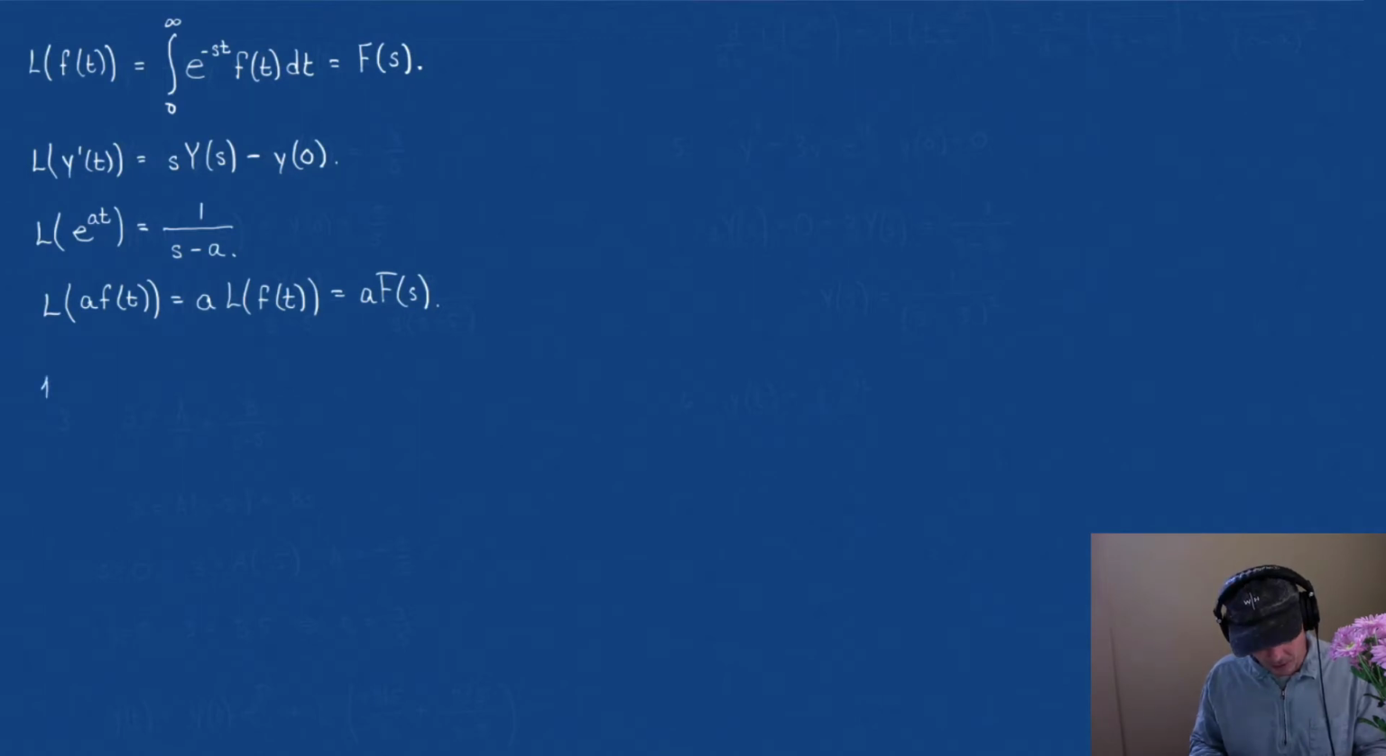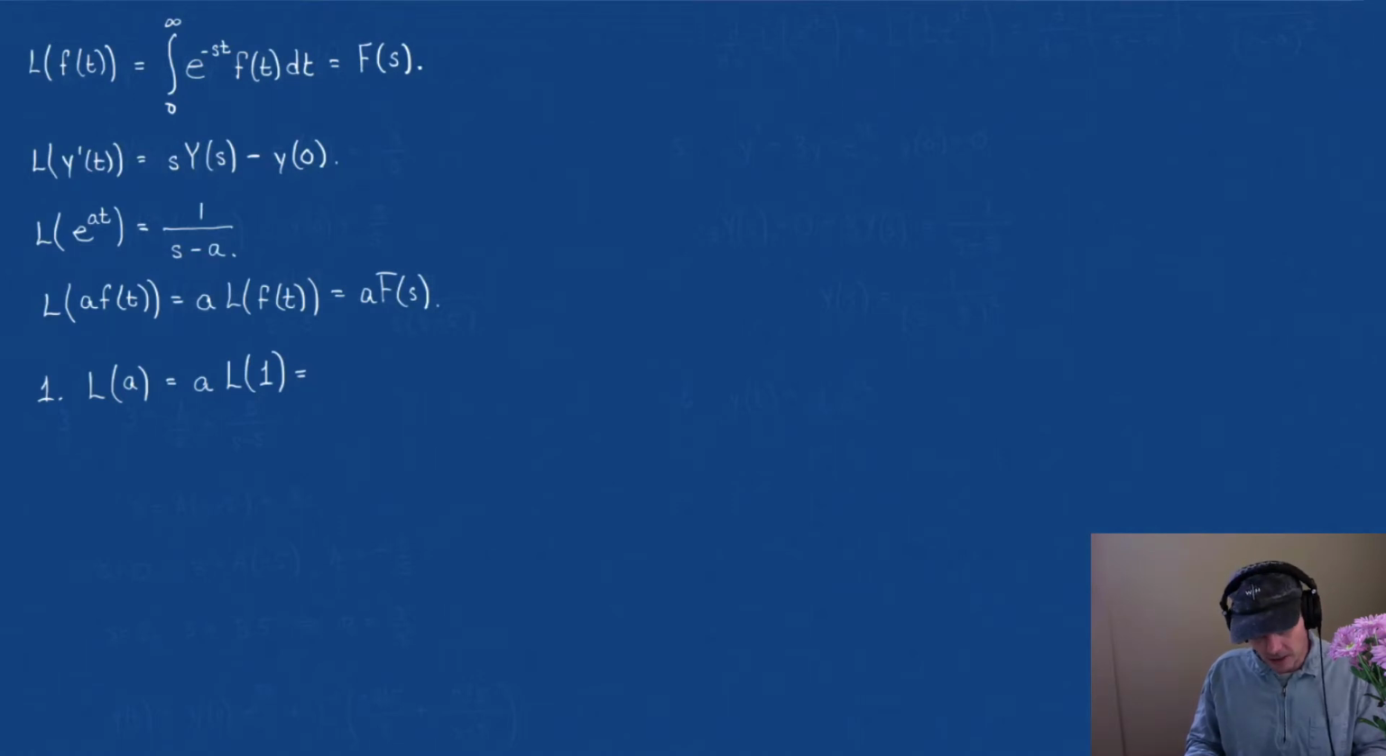The first one I thought we would try is to find the Laplace transform of just some simple constant. a is just a constant. Let's think about this for a moment. If a is a constant, I would factor it out. So that's a times the Laplace transform of 1. But we haven't found the Laplace transform of 1 directly.